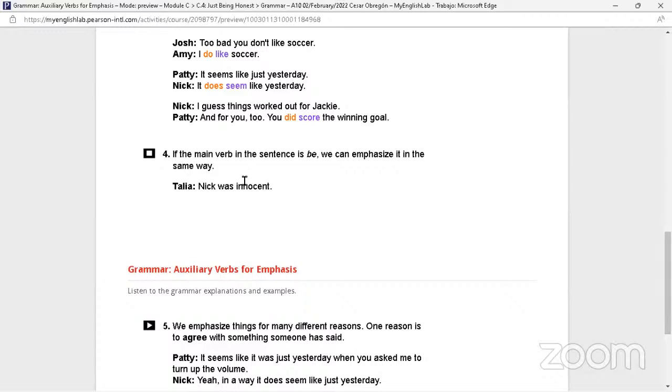Nick was innocent. Okay. So yes, remember the verb be can also be used to emphasize, even if it's in the past. And when we pronounce it, we add more emphasis to it. Nick was innocent, Lucy. So do you remember the Crawford story? Yes, Lucy, but Nick was innocent.